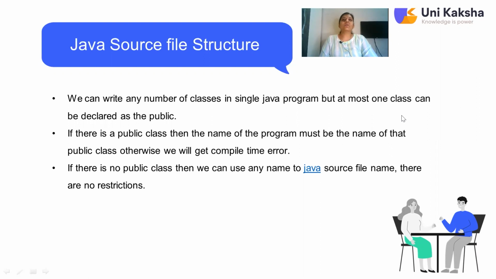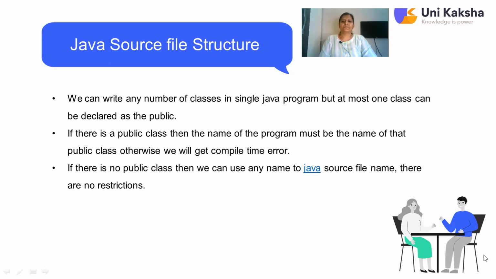But whenever you are going to include a public class in your Java program, then the name of that public class must be used as the file name. This is the rule. So if there is no public class, then you can give any name. But if there is a public class available in your Java code, then you must give the name of that public class. Always remember this thing.